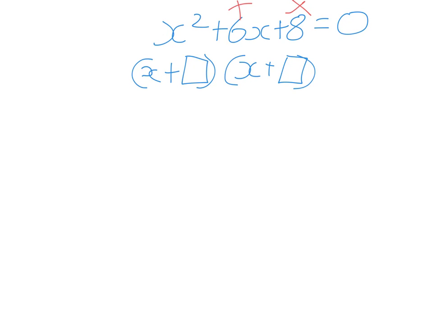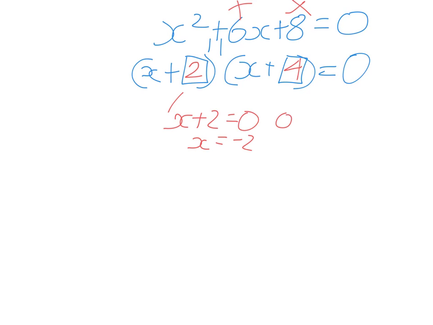So if you go through the factors of 8, those are 2 and 4. 2 plus 4 equals 6. 2 times 4 equals 8. So, because this is the same as that, we have (x plus 2)(x plus 4) equals 0. So using the null factor law, we have either x plus 2 equals 0, which means x equals minus 2, or we have x plus 4 equals 0, in which case x equals minus 4.